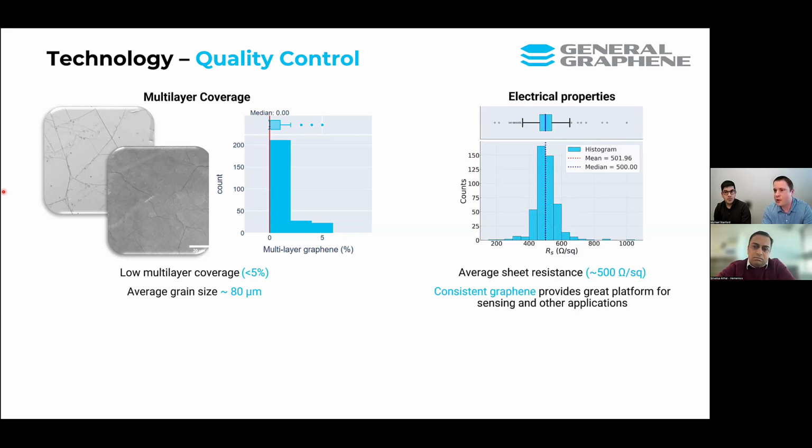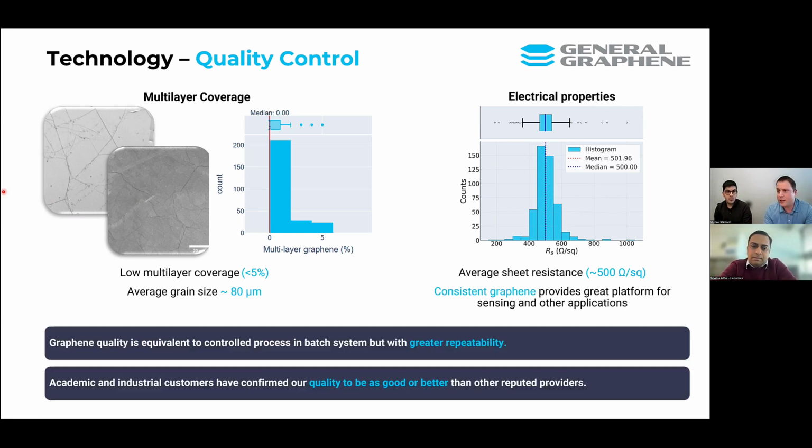And of course, we extract electrical properties from our transferred graphene material. Here's another histogram showing distributions that we get from our production runs. In general, we see an average sheet resistance of about 500 ohms per square. And so we're aiming to provide consistent graphene that you can use as a great platform for building your sensors or working with other applications.